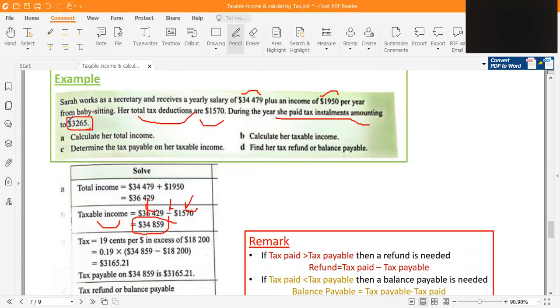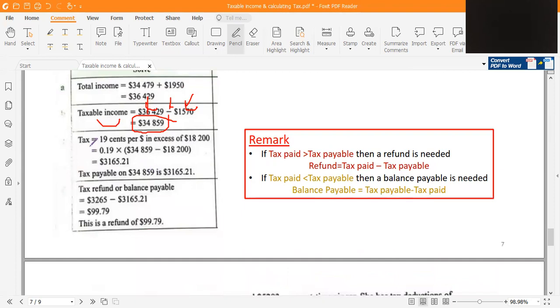During the year she paid tax installments amounting to 3,265, a fixed one. So first we calculate total income, easy. Then we calculate her taxable income, which is the difference between total income and deductions. Then we locate the taxable income using the tax table to determine the tax payable on her taxable income.